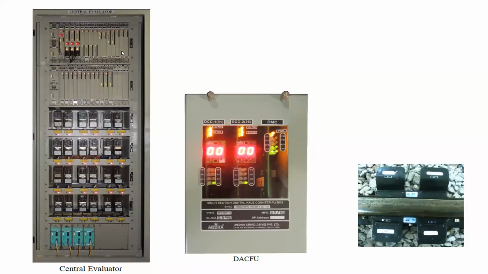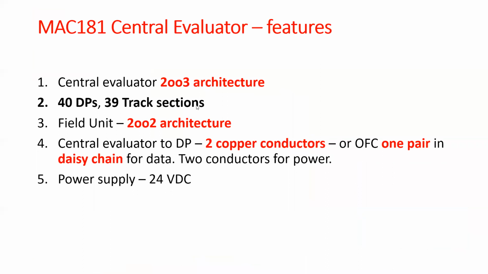This is central evaluator, corresponding relays. This is the field unit, and these are the sensors. So 49 detection points and 39 track sections. 2 out of 3 architecture is the central evaluator. In the field unit, it is 2 out of 2.